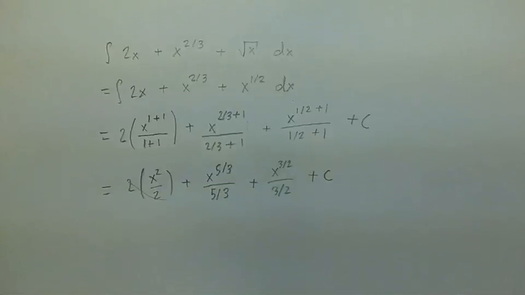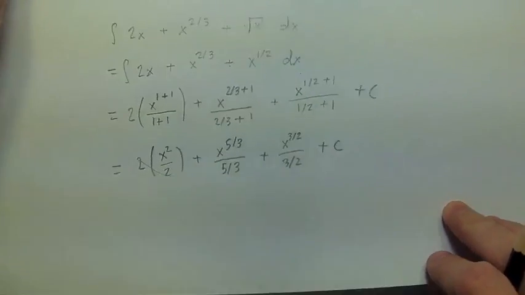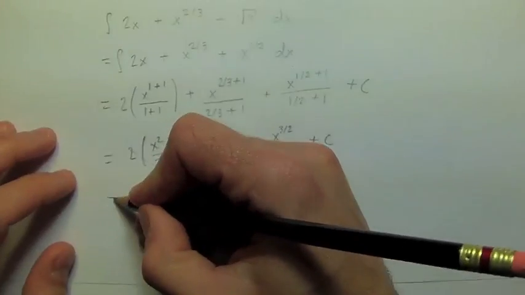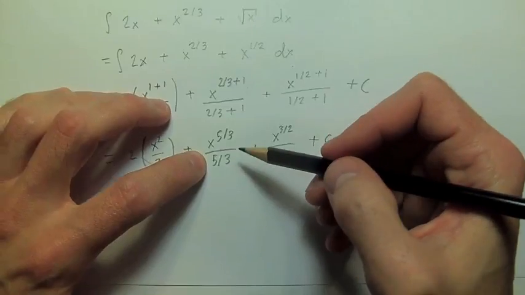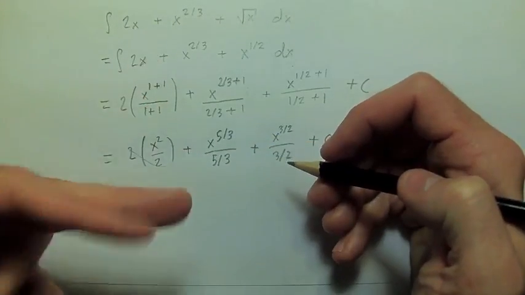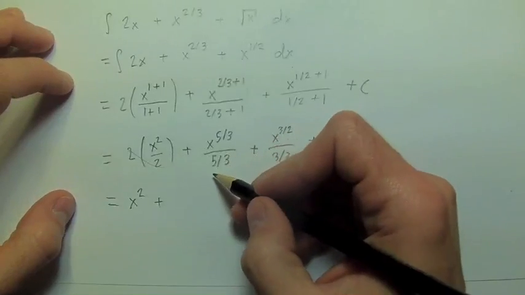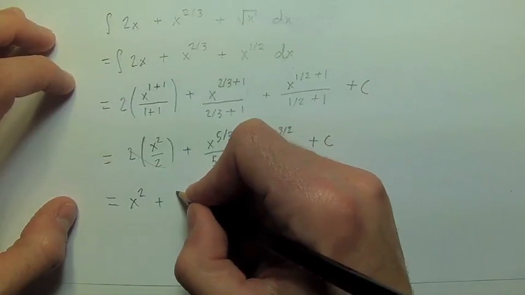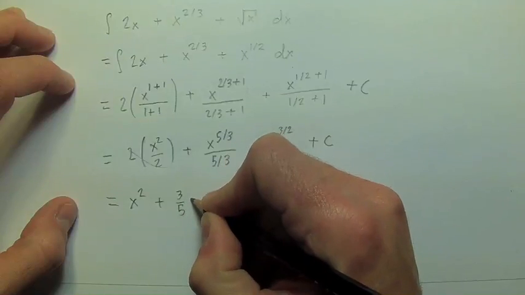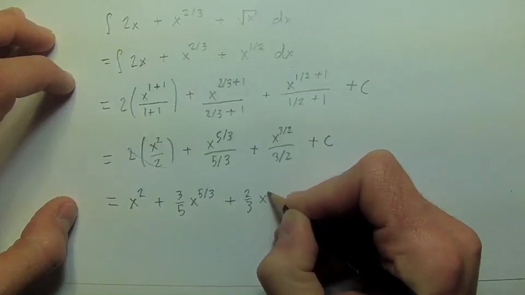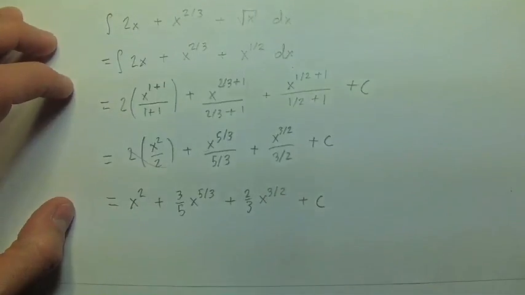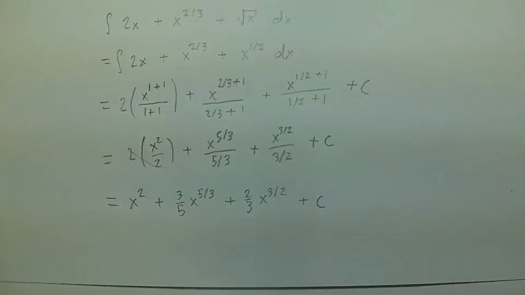Okay. We're not going to leave it like this. What we're going to do is simplify this a little bit. This is x squared, and when you divide by 5/3, or by any fraction really, what you can do instead is invert and multiply. So you can multiply by the reciprocal. So basically this is 3/5 times x to the 5/3 plus 2/3 x to the 3/2 plus c. And essentially, you can always do this when you have fractional powers of x.